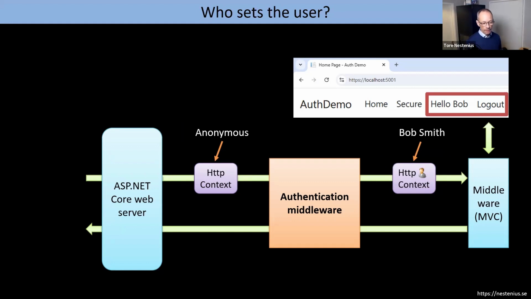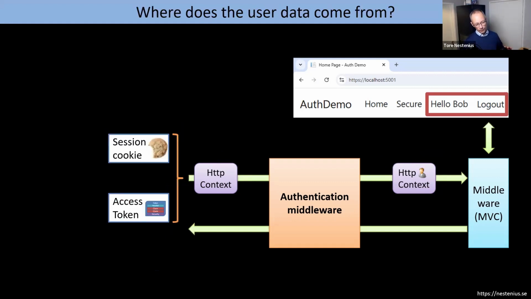Okay, so we have this middleware. The authentication middleware typically gets its data, or your credentials, from a session cookie. That's the most common case. But it could also be access tokens, certificates, or some other ways. Typically for us, we use the session cookie. That is the information we need to establish who the user is and create this claims principal object.